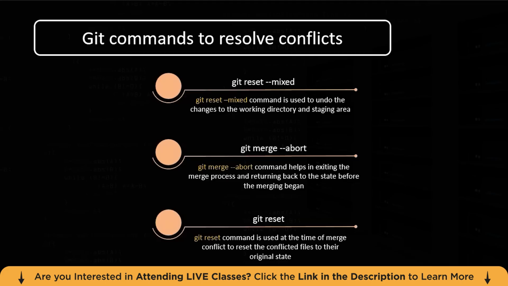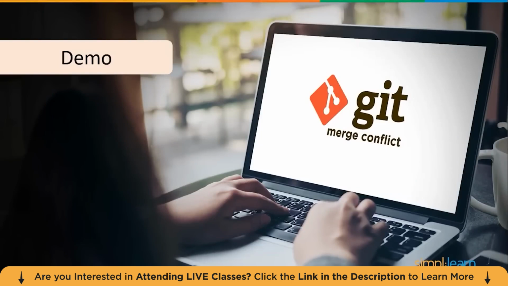So these are a couple of commands which we can use to resolve merge conflicts in a Git repository. That was what we were trying to understand: what exactly Git merge is, how Git merge conflicts get created, and how we can resolve them. Now let's go for a proper demo so that we can understand how exactly Git merge conflicts work and how we can resolve them.